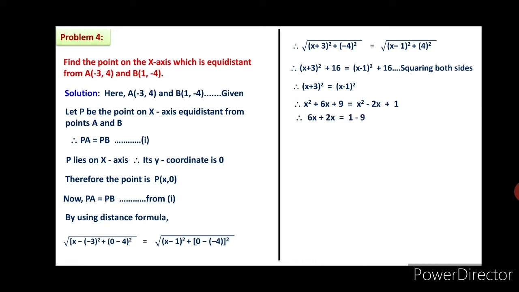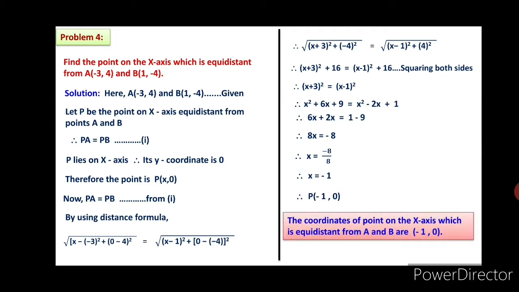What is left is 6x, and here is minus 2x on the right hand side, we will bring that to the left hand side, it will become plus 2x is equal to 1, and plus 9 goes to the right hand side, it will become minus 9. So 8x is equal to 1 minus 9, that is minus 8. Therefore x is equal to minus 8 upon 8. There you can write x is equal to minus 1. Now P has the coordinates (minus 1, 0). Therefore the coordinates of the point on the x-axis which is equidistant from A and B are (minus 1, 0).